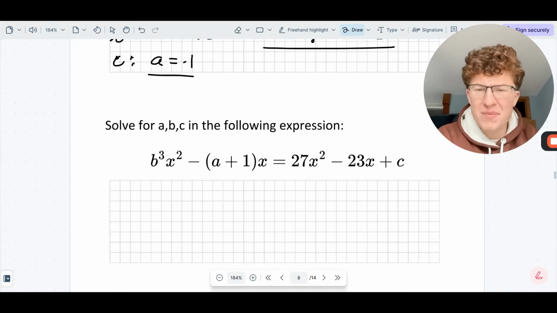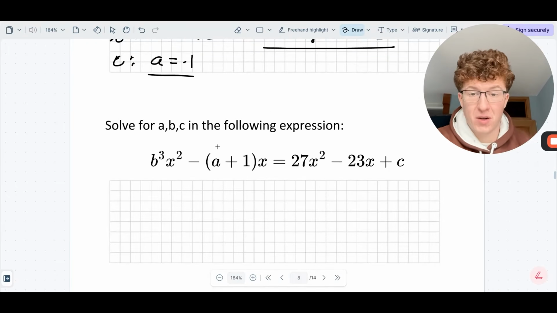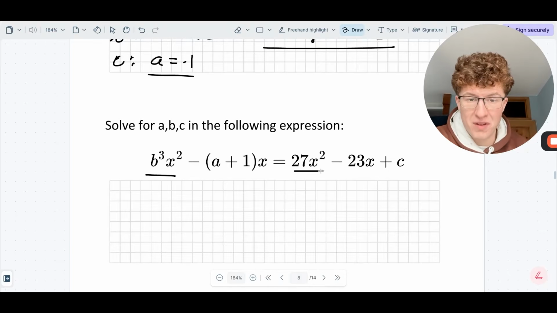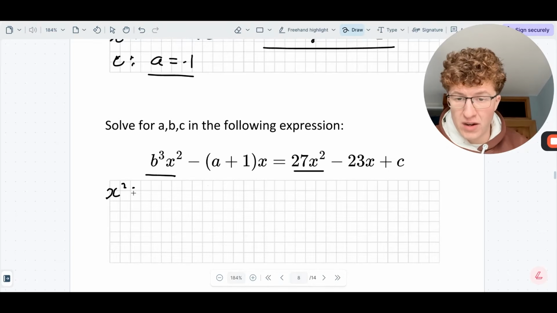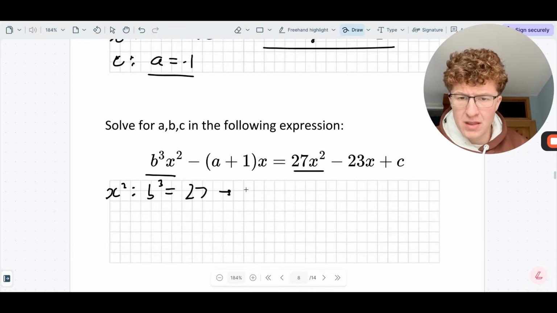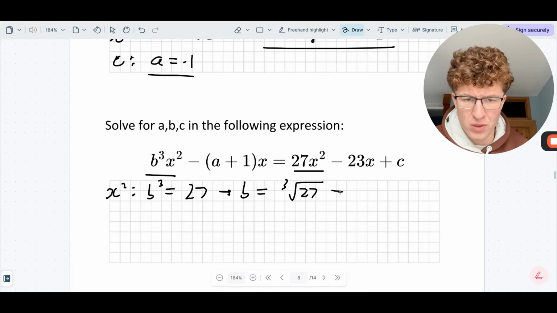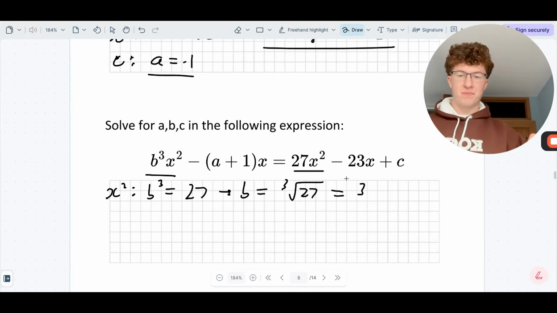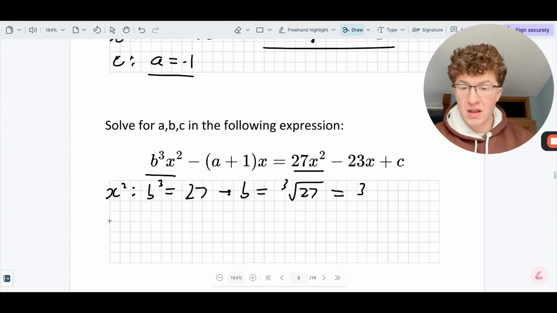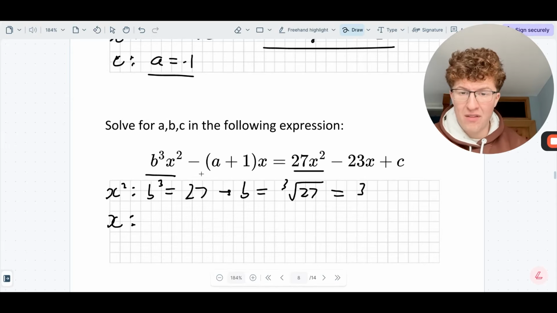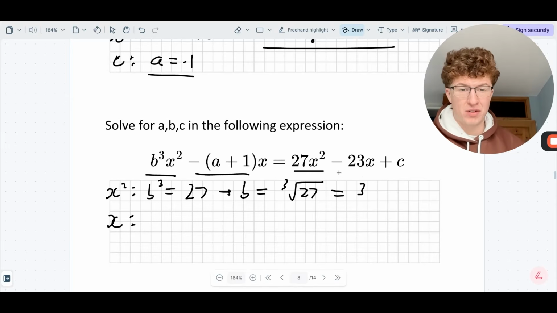This one, same thing, solve for a, b, and c. So again, let's start with the squares. In the x squared terms, we have b cubed is equal to 27. That means that b must equal the cube root of 27, which we know is just 3. So b is 3.